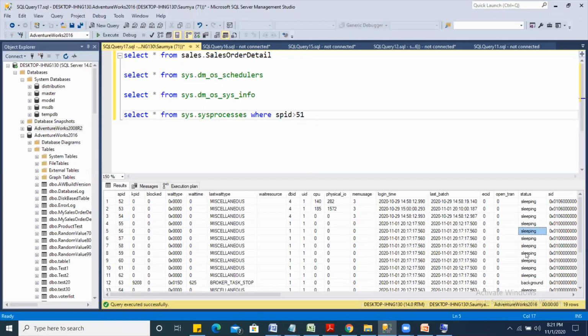So even at that time, the session can go into suspended state. Yes, it can. So in that case, can we say that any particular session has completed half of its work? No, you cannot predict that half of the work has been done. On the basis of this, you cannot predict. Okay.